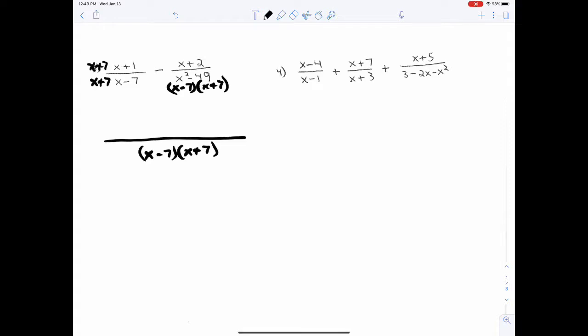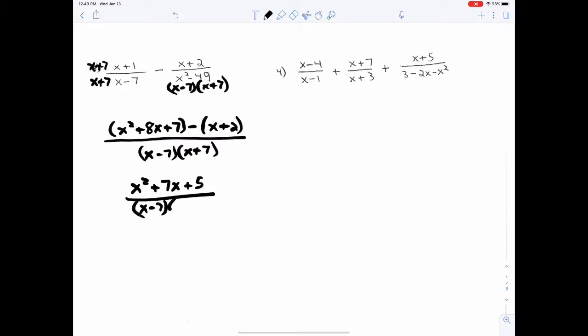And what's missing from the second fraction? Nothing. So the first fraction gives us, in parentheses, x squared plus 8x plus 7. And then minus, and the second fraction numerator just stays, x plus 2. So we get x squared minus 7x plus 7x. So we have x squared plus 7x plus 5 all over x minus 7 times x plus 7.